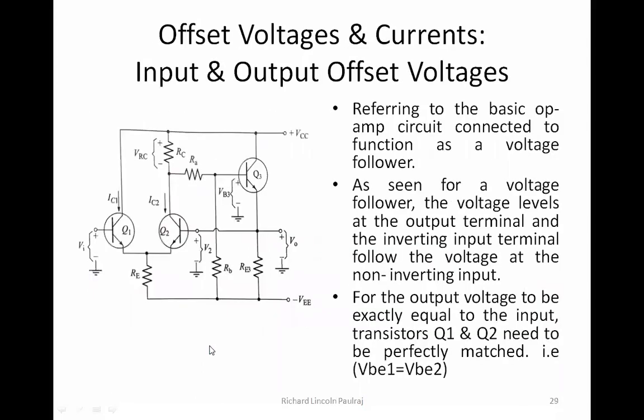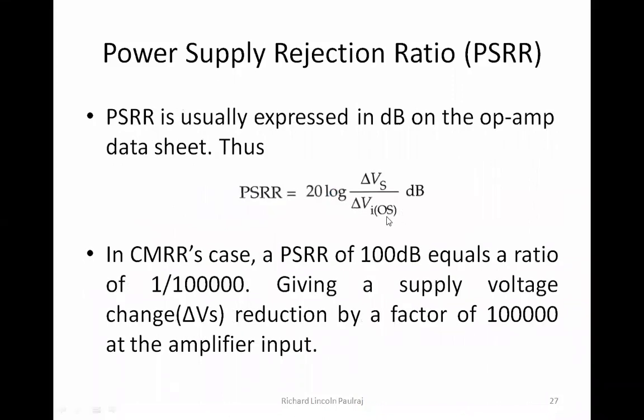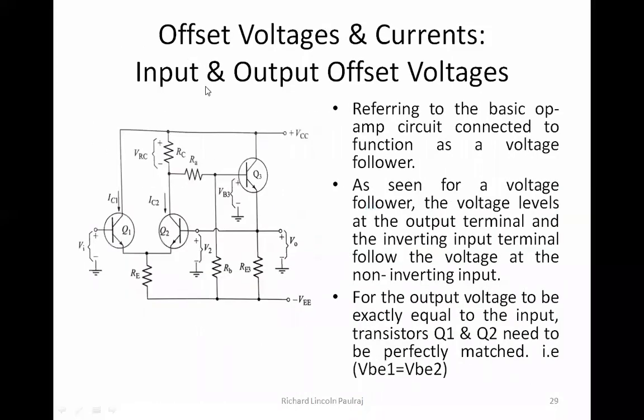Okay. So moving on to offset voltages and currents. This is going to be a mixed topic. Now we have seen offset voltages here, OS. This is input offset voltage. When it is V0 OS, then it becomes output offset voltage. So we are going to look into this in detail.